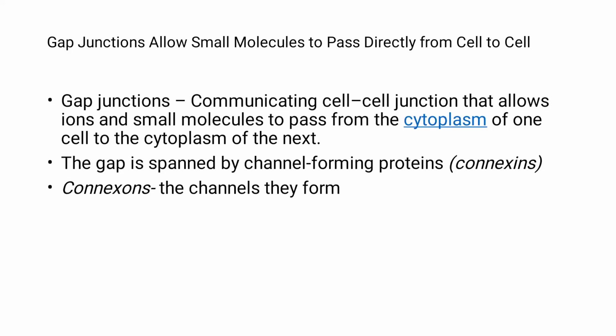So gap junctions allow small molecules to pass directly from cell to cell. With the exception of a few terminally differentiated cells such as skeletal muscle cells and blood cells, most cells in animal tissues are in communication with their neighbors via gap junctions. Each gap junction appears in a conventional electron micrograph as a patch where the membranes of the two adjacent cells are separated by a uniform narrow gap of about 2 to 4 nanometers. The gap is spanned by channel-forming proteins called connexins.